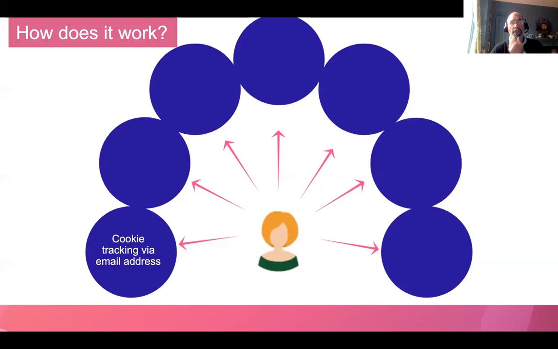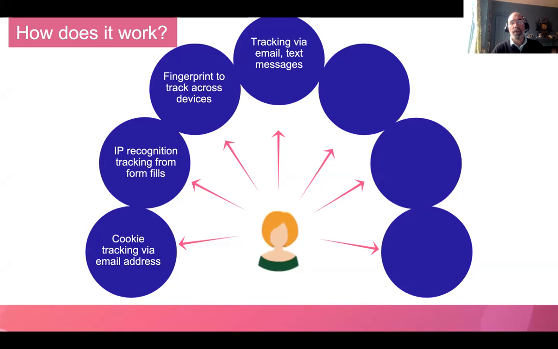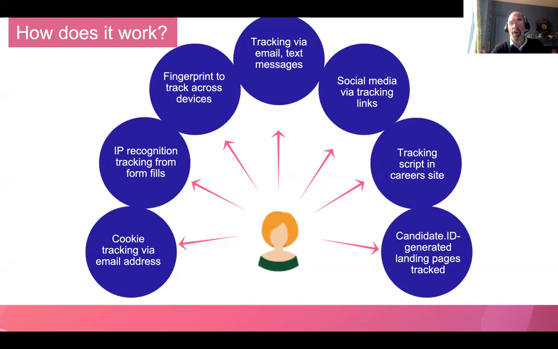How do we do it? It's pixel firing and cookie-based tracking, which is tied to the unique identifier field, which is an email address. We're using IP recognition and fingerprinting to tie everybody's different email addresses, different browsers, different devices, different locations into the one candidate profile. So now we understand how interested they are. Are they cold, or are they warm, or are they hire ready? We're doing it across email, SMS, social media, career sites, corporate sites, landing pages, microsites, etc.